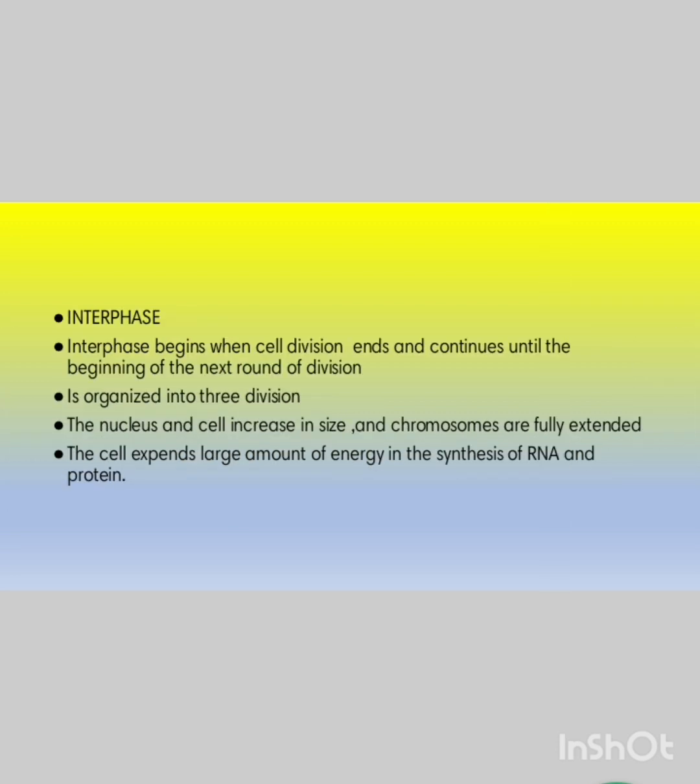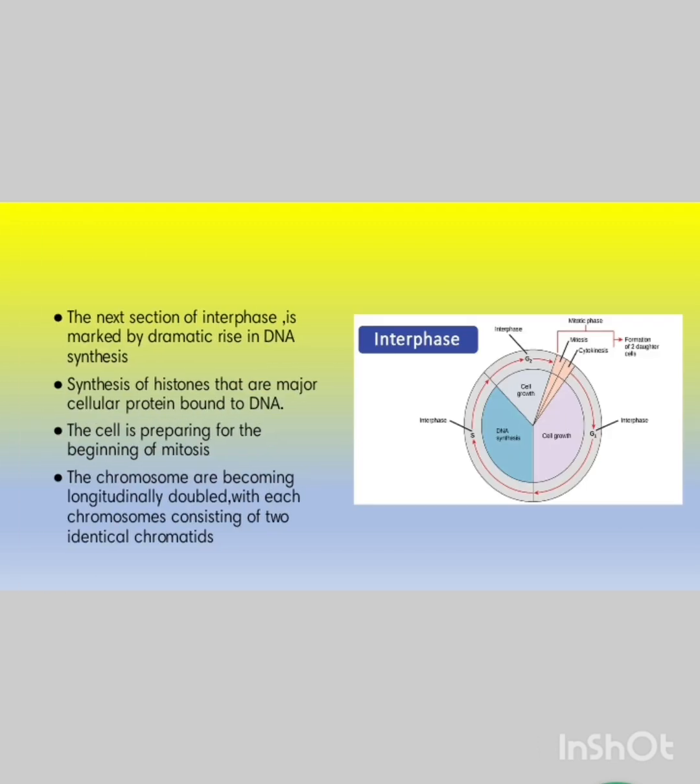And next, interphase. Interphase begins when cell division ends and continues until the beginning of the next round of division. It is organized into three divisions. The nucleus and the cell increase in size and chromosomes are fully extended. The cell expends a large amount of energy in the synthesis of RNA and protein. The next section of interphase is marked by a dramatic rise in DNA synthesis and the synthesis of histones, which are major cellular proteins bound to DNA. The cell is preparing for the beginning of mitosis. The chromosomes become longitudinally doubled, with each chromosome consisting of two identical chromatids.